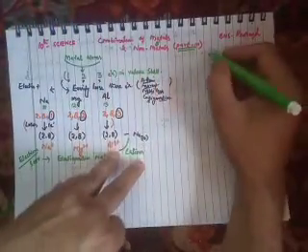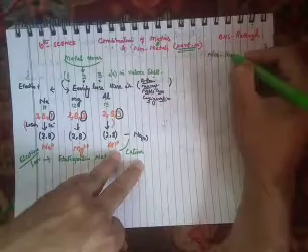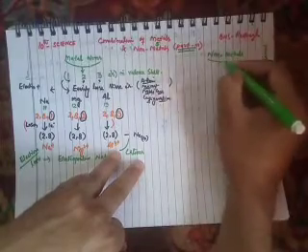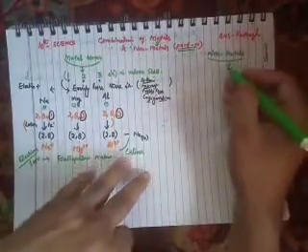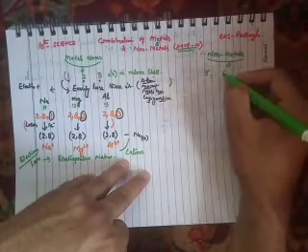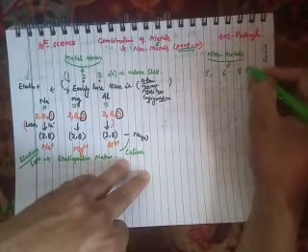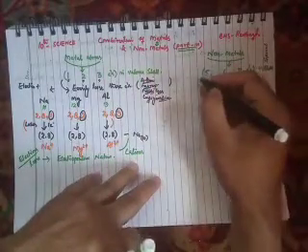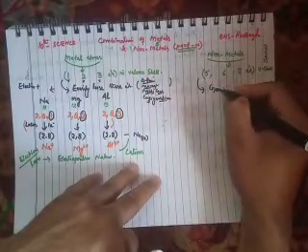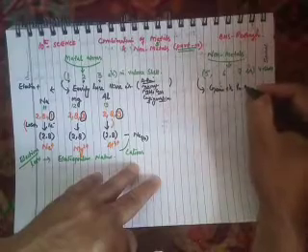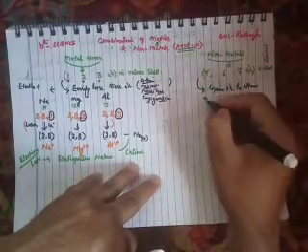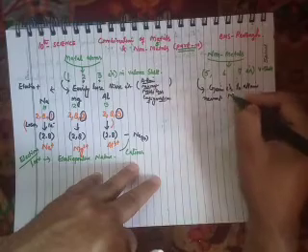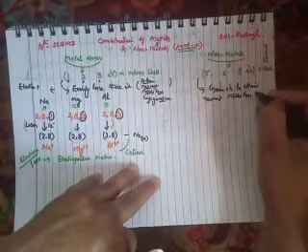Dear students, coming on to the case of non-metals. Non-metals have either 5, 6 or 7 electrons in the valence shell or outermost shell. So what happens is that these non-metals gain electrons to attain the nearest noble gas configuration.